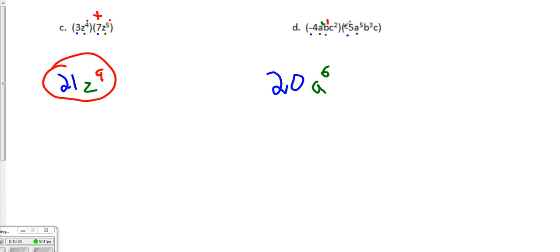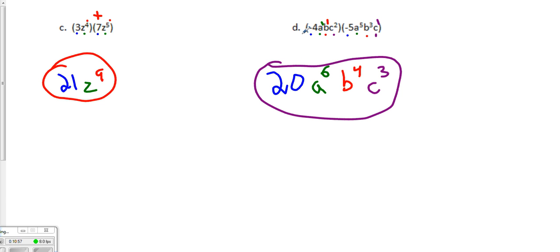B, again, like to the 1, and b to the 3rd power. 1 plus 3 become b to the 4th power. And c to the 2nd, and c, in this case, to the 1st. 2 and 1 makes c to the 3rd power. This would be our new monomial. This monomial times this monomial would be one new monomial.